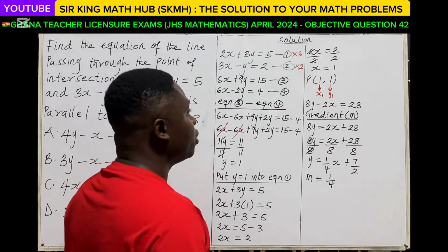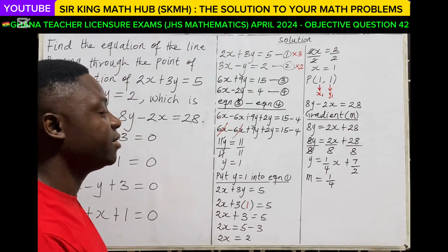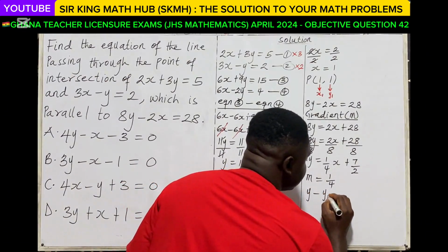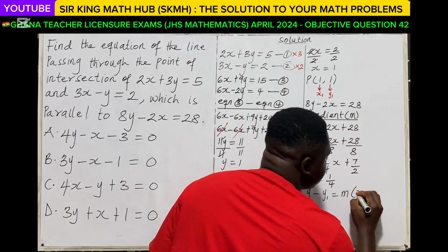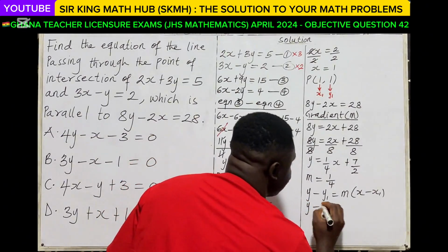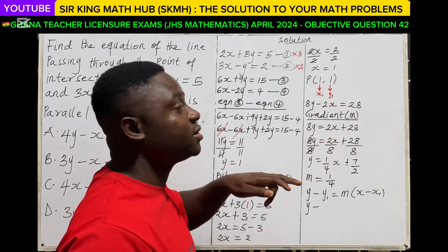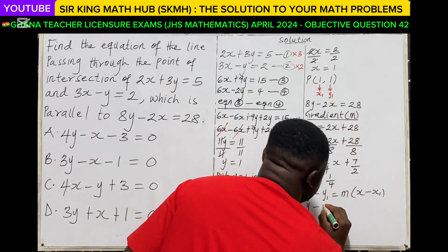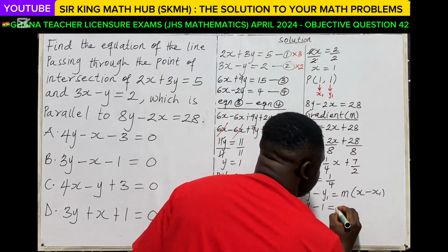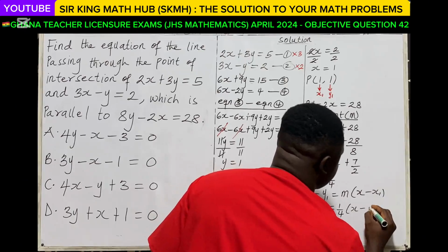So we know the point on the line, we know the gradient of the line. So we should be able to find the equation of the line using the formula y minus y1 is equal to m multiplying x minus x1. So we have y minus, so what will be our y1? y1 will be the y coordinate of the point, which is 1. We know m as the gradient, which is 1 out of 4. And then x minus, our x1 is also 1.